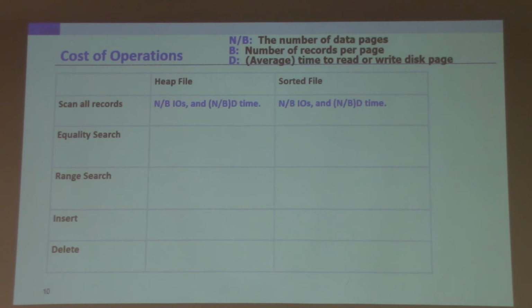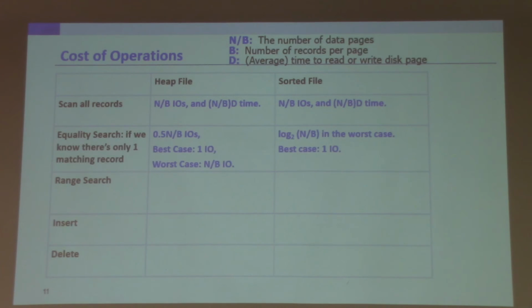Then what do you end up with? Well, instead of doing this many IOs, you end up with this many IOs in the worst case. Of course, the best case is just 1. Okay? What about range search?